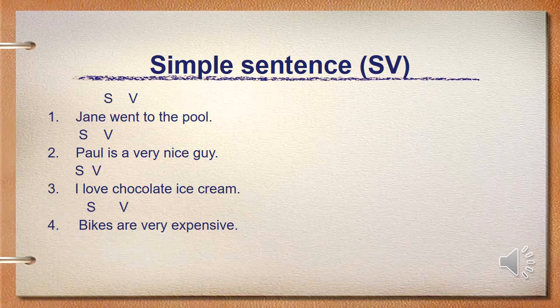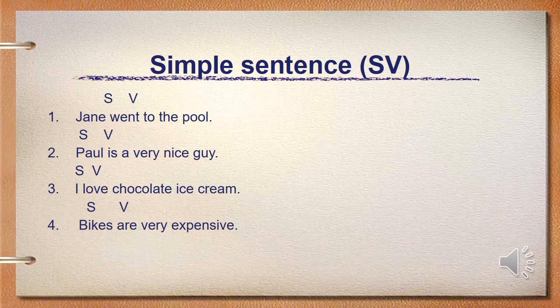To write a simple sentence, there are 4 formulas. We can write a simple sentence with the formula SV. We can write a simple sentence with the formula SSV, SVV, or SSVV. The letter S represents the subject, and the letter V represents the verb. So, a simple sentence with the formula SV means we have one subject and one verb. This is the first formula of simple sentence.